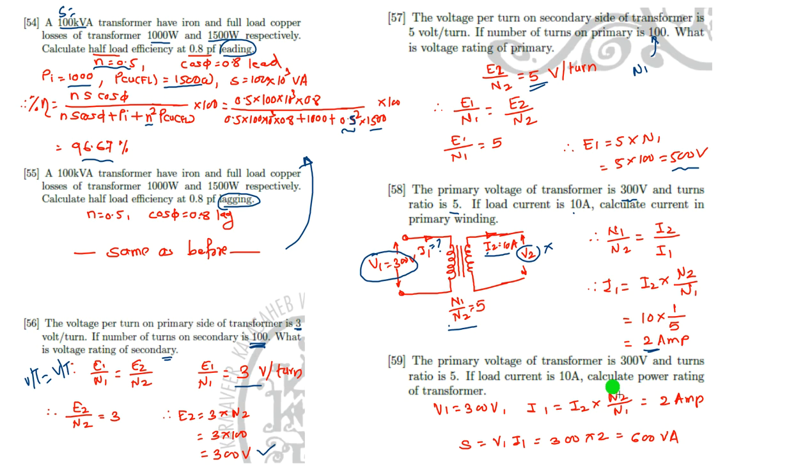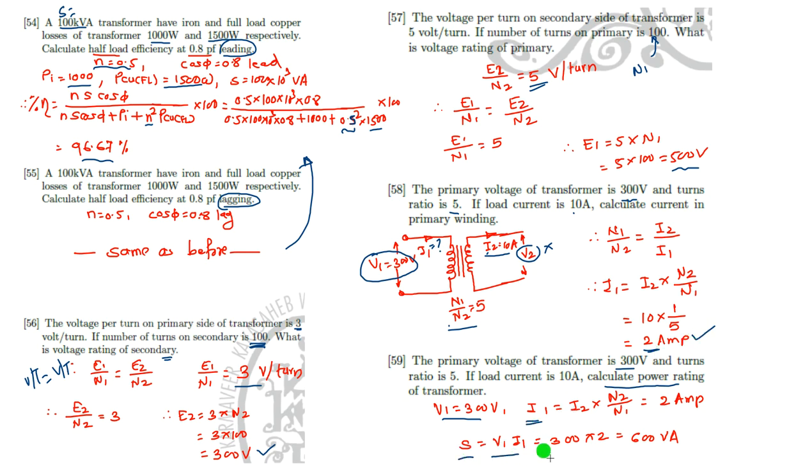Here the power rating of the transformer is to be calculated. We know that V1 is 300 and the turns ratio is given as 5. From the turns ratio we have determined the current I1 in this problem, so it is 2 ampere.